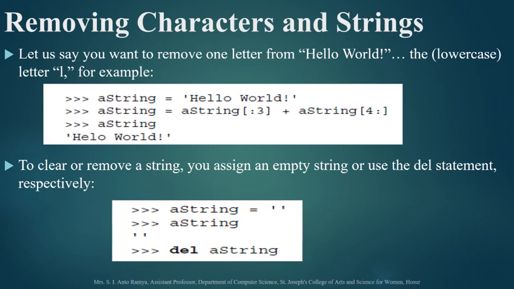So if you want to remove the string entirely, you can directly assign an empty string, or you can just give del and the variable name. It is given in the example, a string is equal to, you can just give an empty string, meaning just open quotes and close quotes. If you print a string, you can see nothing is there inside, or you can also use del for deleting, for clearing that particular variable.